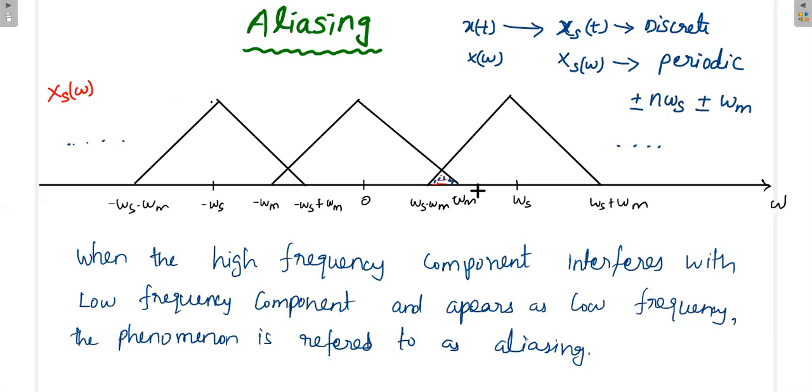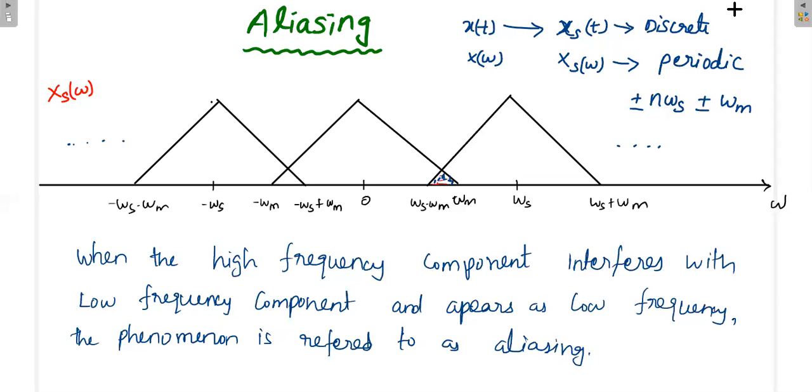So what is actually happening here? This is the zero spectrum with omega m and minus omega m. This is omega s plus omega m, omega s minus omega m. Similarly here, minus omega s plus omega m, minus omega s minus omega m. So like this, you can draw the spectrum with this simple formula, plus or minus n omega s plus or minus omega m. Just by varying the value of n and putting all possible combinations, plus plus, plus minus, minus plus, minus minus, we can draw the spectrum like this.